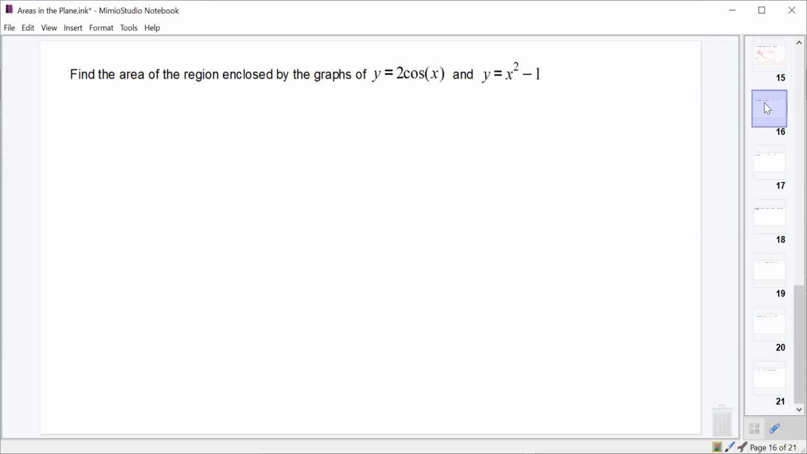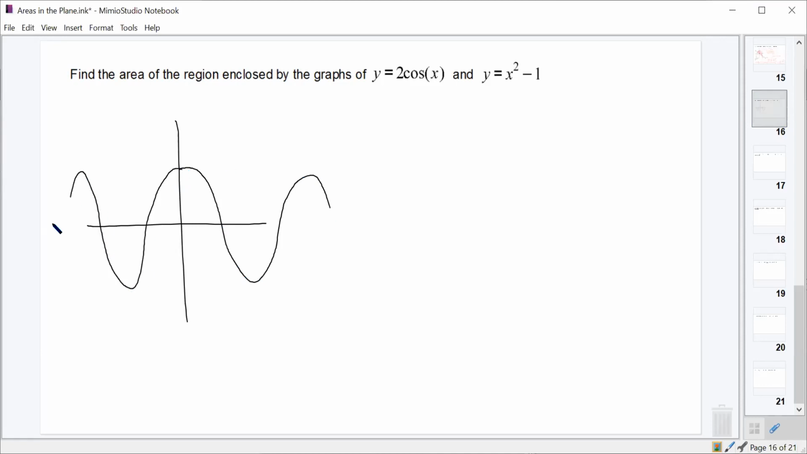What should we do here? Make a graph. All right, so 2 cosine x, something like that, and x squared minus 1, something like that. We've got a region between them, and we want the area of that region. So it should be an integral of the upper function, which is the cosine function, minus our lower function, which is our parabolic function.